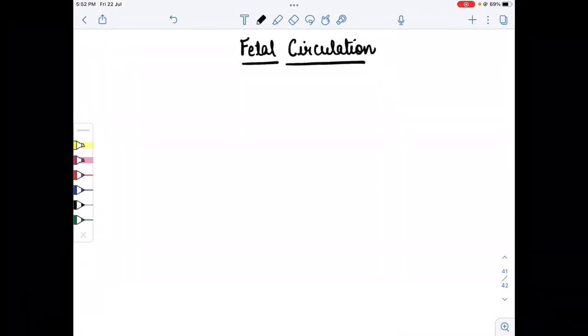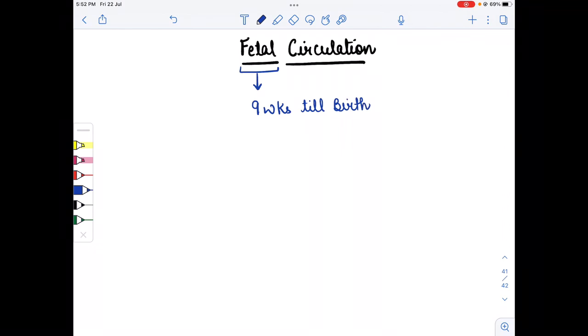So in today's video I am going to explain the fetal circulation. As the word says, fetal, what do we mean by the fetus? The fetus stands for the baby inside the mother's tummy, from the gestation period of 9 weeks till the birth of the baby. That is known as the fetus.